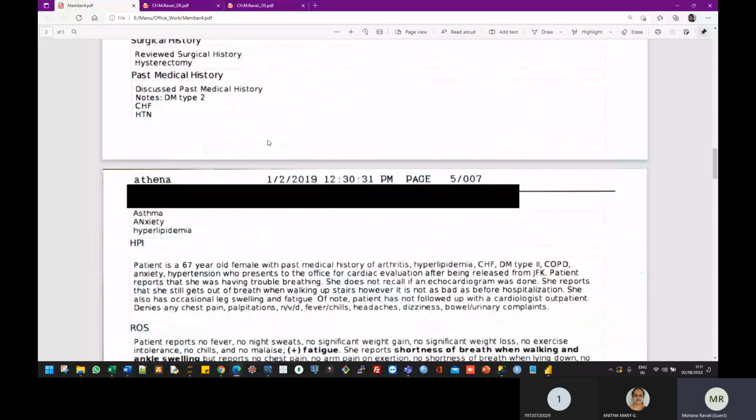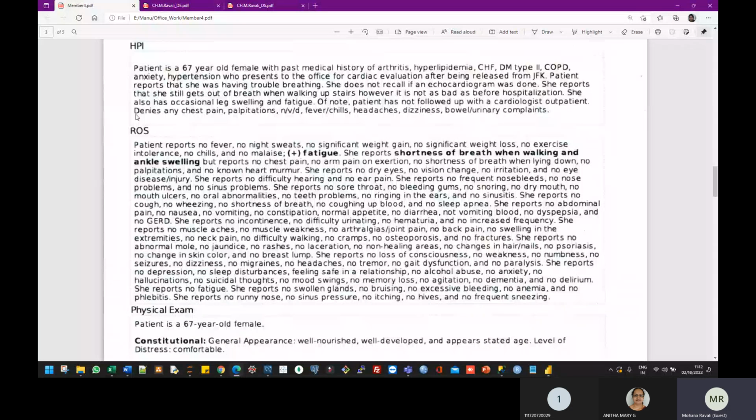She reports that she still gets out of breath when walking upstairs. However, it is not as bad as before hospitalization. See, you understand what HPI is now? That means whatever disease she is having. Now see what ROS is. This is where "no fever" comes in. In this ROS, if you see, everything is mostly "no".